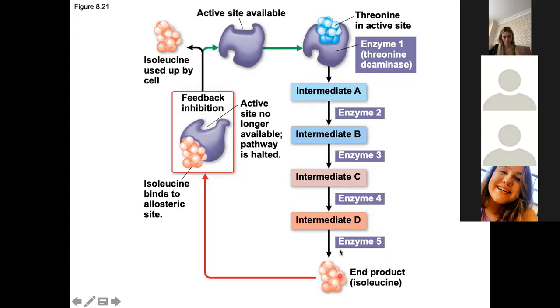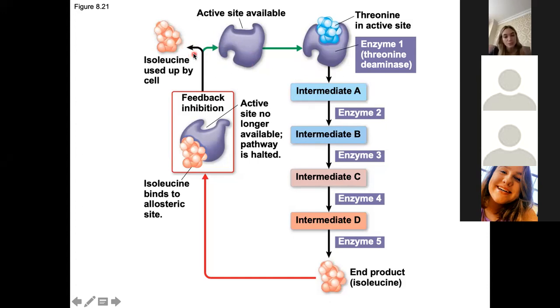That's the end product. So that's the whole point of this whole pathway: take threonine and turn it into isoleucine. The very first enzyme here is called Threonine Deaminase. It is an allosteric enzyme. There's its allosteric site there. And this allosteric site actually binds isoleucine.